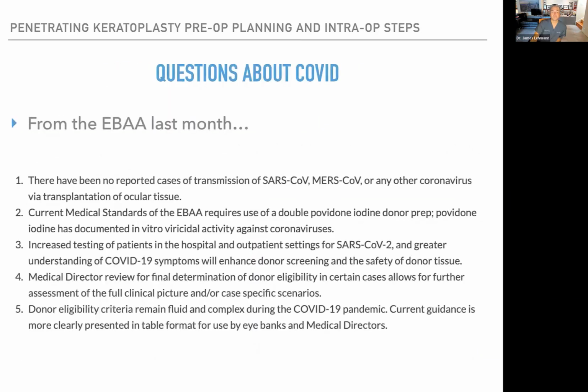Now, a lot of questions were about COVID. So from the Eye Bank Association of America, so far there's been no reported cases of SARS through ocular tissue. They do a double iodine prep that helps for any kind of coronavirus if it were on the surface. But anybody who tests positive for COVID, they're not allowed to donate their corneas, okay? So that's number one. But that's if they're in the hospital, right? We're not currently testing all patients for COVID who donate their corneas. But if they know they have COVID and then they die, we're not using those corneas.